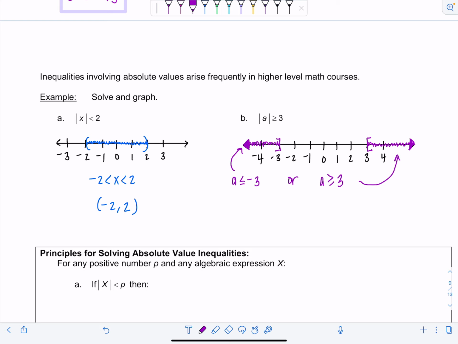In interval notation, this would be -infinity to -3 bracket union, right? You put union for or, bracket 3, infinity. Always parentheses on the infinity. So those are your options. Notice the solution looks different depending on if the inequality was less than some number or greater than some number. So here is the process or the cases for solving absolute value inequalities, all right?